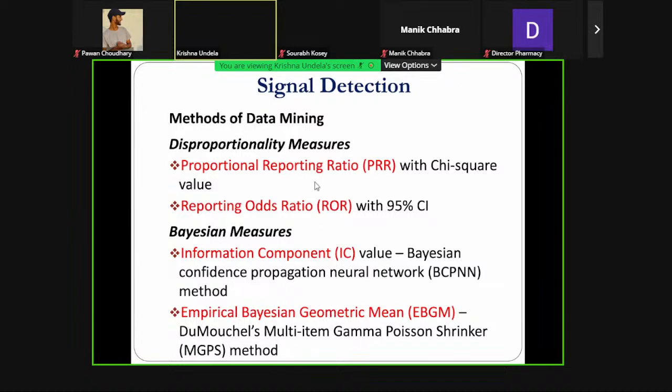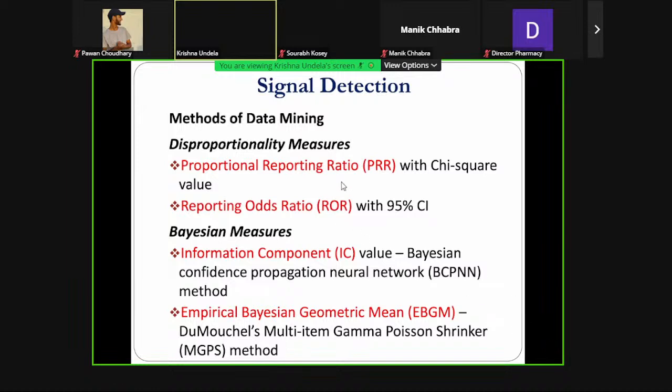If you don't remember any other things from this session, at least remember there are four important methods. There are so many other methods available for signal detection quantitatively, but importantly, there are four which are commonly used by everyone in all the countries. Basically, we can divide them into two: disproportionality and Bayesian measures.